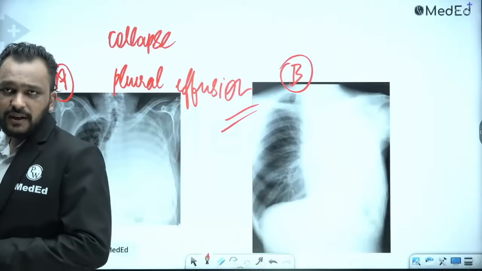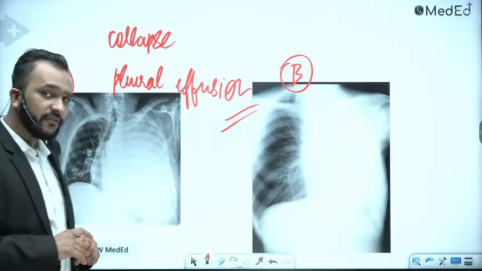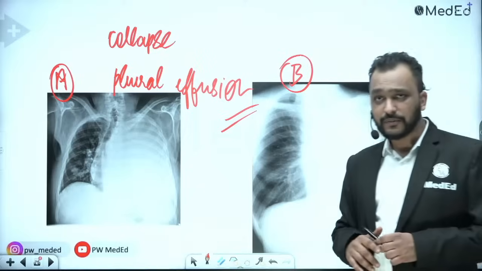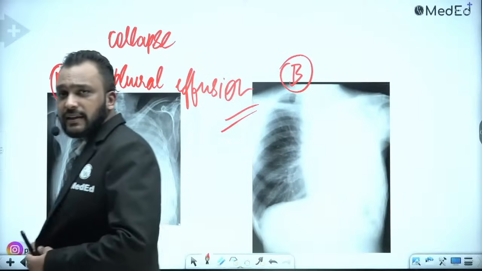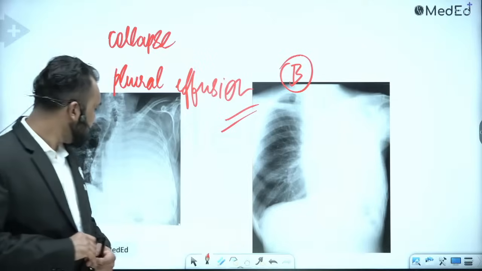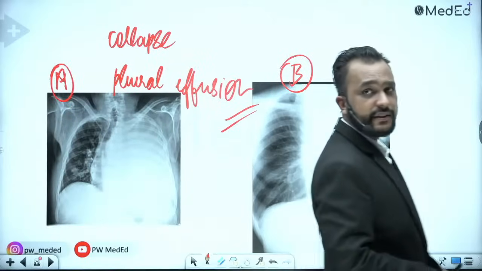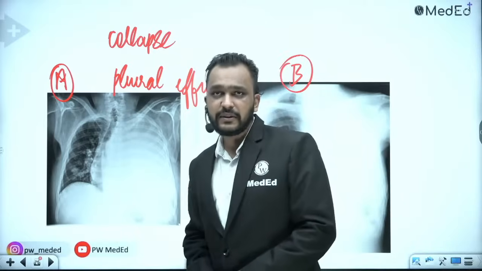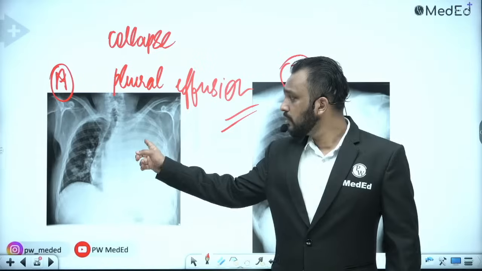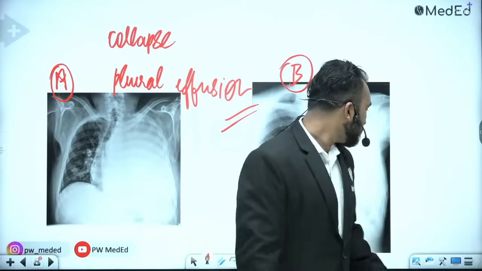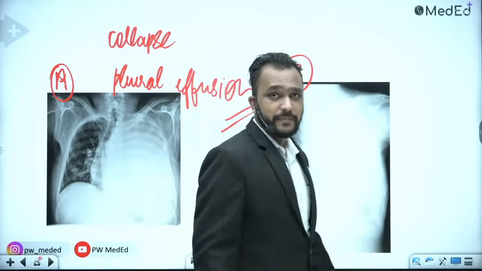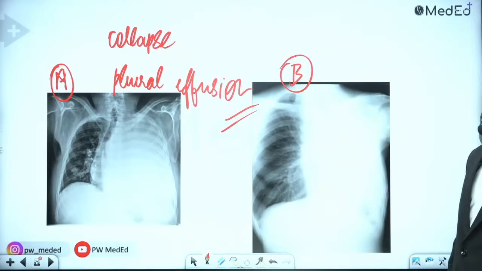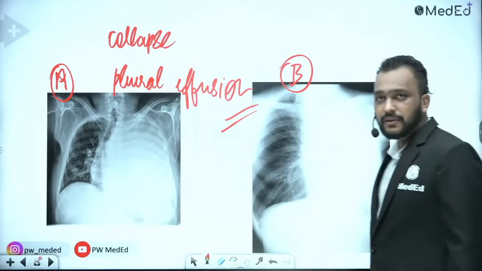Can you also give one reason for calling A as pleural effusion? If you are answering it well, you guys are doing very well in radiology. Let us see who is able to answer this with a reason also. One reason to call pleural effusion in X-ray A and one reason to call collapse in the X-ray B. One reason, guys. So let me tell you the answer now.